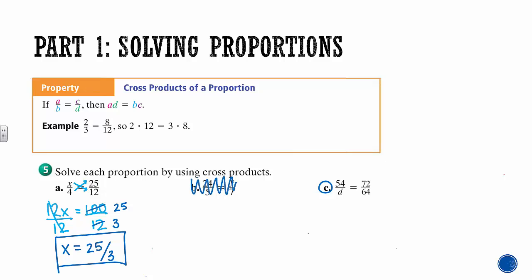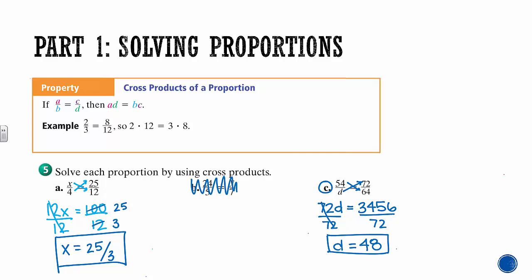Let's skip B and jump right to C since we talked about it. So now if I wanted to get this by itself the other way, I would have to multiply both sides by D and then divide both sides by this fraction over here. So cross products makes our life a lot easier because all we have to do is multiply stuff across. So I get D times 72, and then 54 times 64 equals 3,456. And then to solve for D, all we gotta do is divide both sides by 72. That rhymed. And when we do that, we end up with 48.